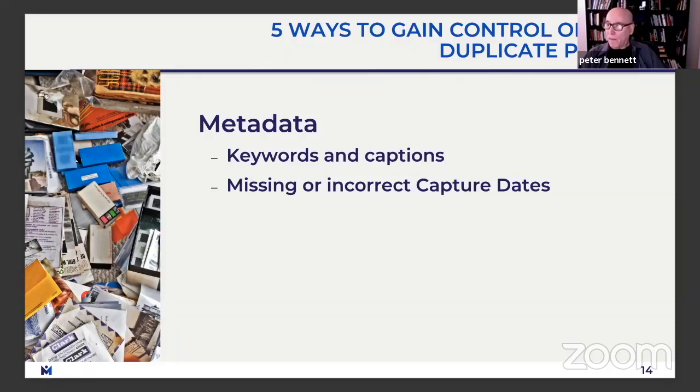The metadata that we add is usually keywords, keyword tags, right? And sometimes captions. Keywords are one of the best ways of keeping your photo collection organized, because they allow us to search for and find images with specific keywords that we've added, things like names and places and events and so forth. The capture date and the time the photo was taken is also an important way of being able to organize a photo collection.